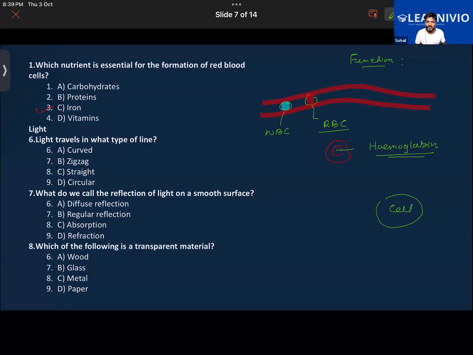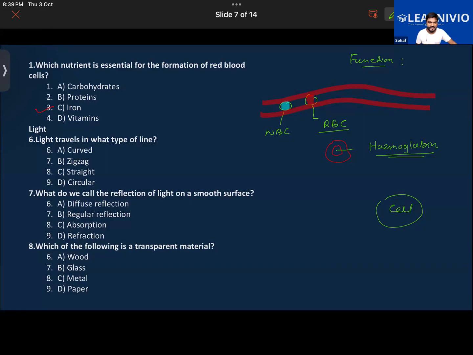Getting it now? So further thing is that for the proper functioning of the hemoglobin, or hemoglobin को build करने के लिए, to build the hemoglobin, iron is important. So that's why iron is important. Like for the formation of red blood cells, iron is important because red blood cell contains hemoglobin and hemoglobin is made up of iron. It requires iron. That is the thing.